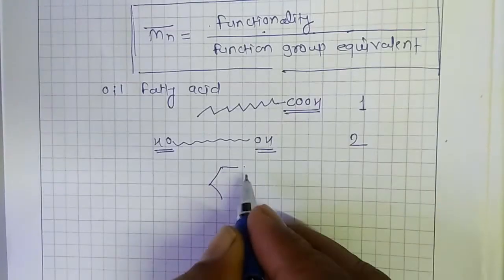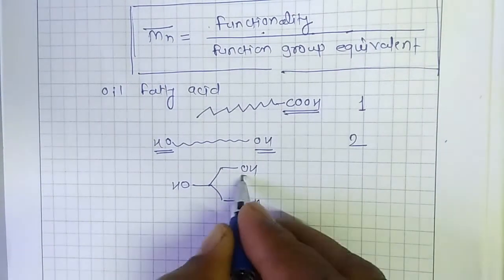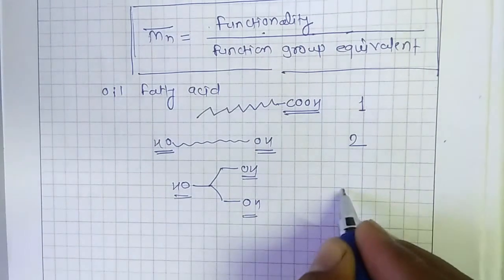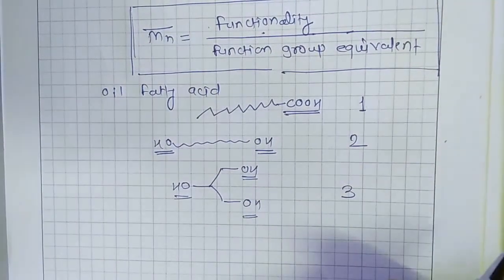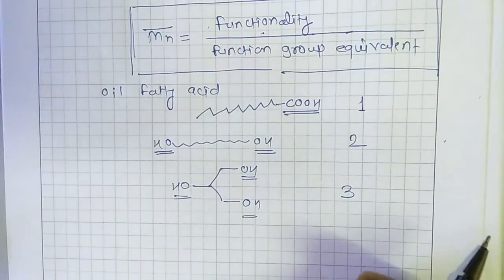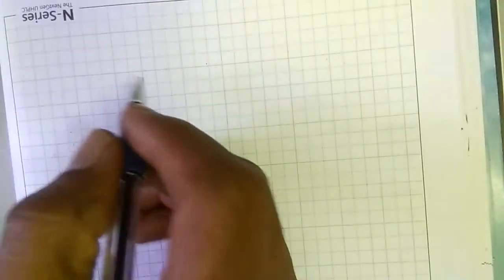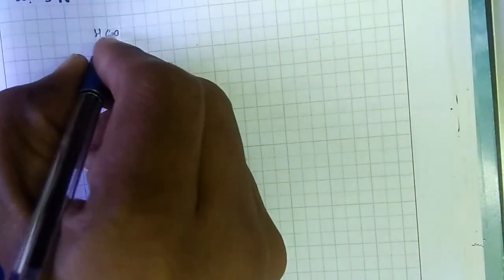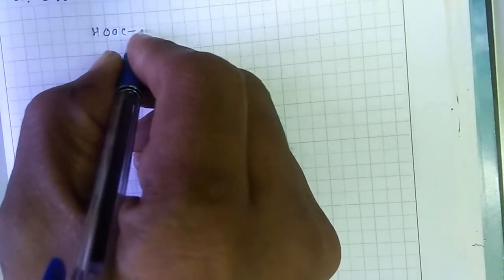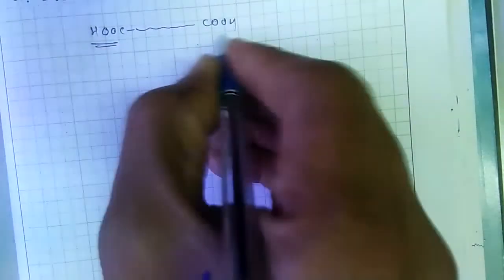Consider the glycerol molecule, it has 3 active functional groups, that's why its functionality is 3. In this way we can determine the functionality of the polymers. Now consider an example of a carboxy terminated polymer, which has the acidic group at both ends.